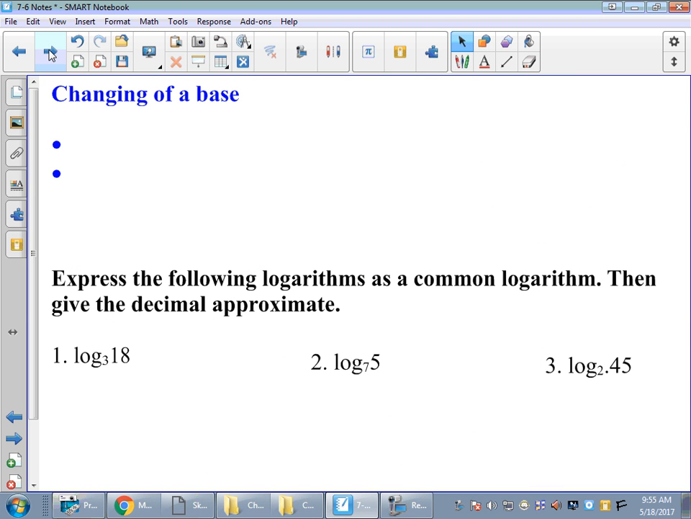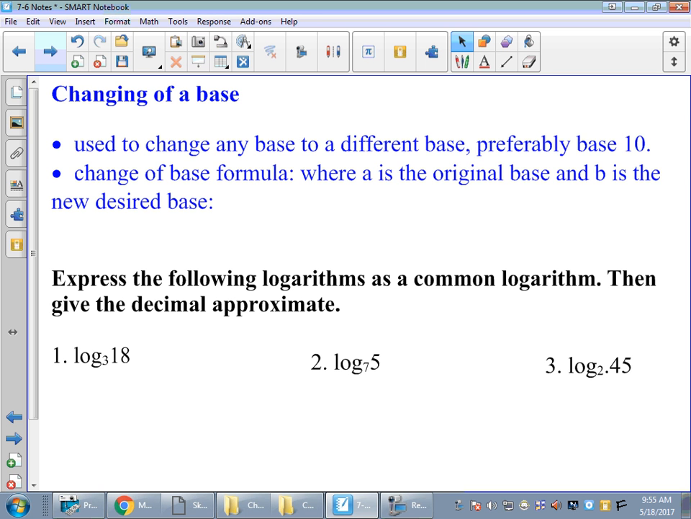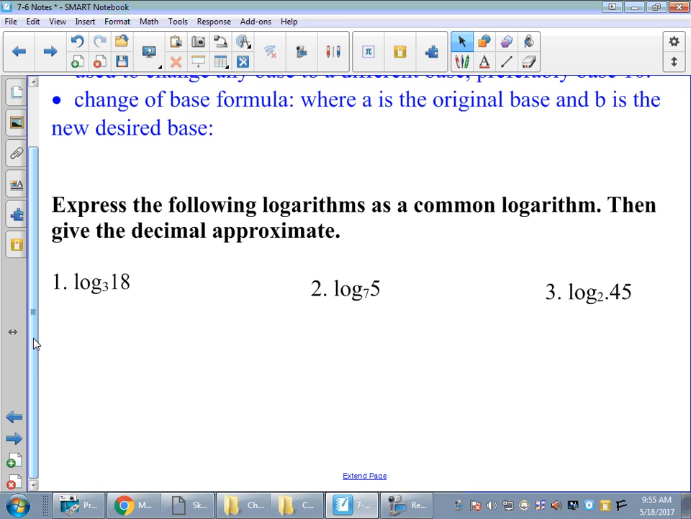The last thing we have to talk about in here is anytime you have an ugly base that's not 10, it would be nice if we could actually make it base 10, because then we have access to our calculator. So the change of base formula is just a formula we use to convert any non-common base. You can use it to change a base of 3 to a base of 4, or a base of 5 to a base of 10. It doesn't really matter. But the most likely way that you'd be changing them is to a common log. So we're going to change these to common logs.